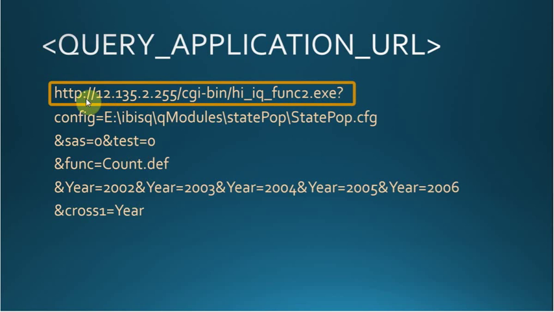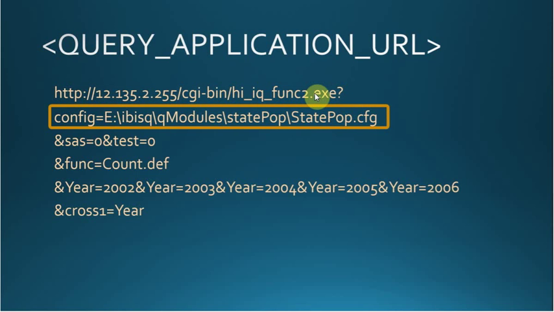This first part is the request. Since it's being sent over the internet, it needs to have the server name and the folder and program that it's being sent to. So that's what the first part of the query application URL does.